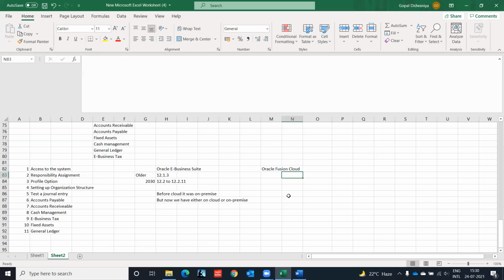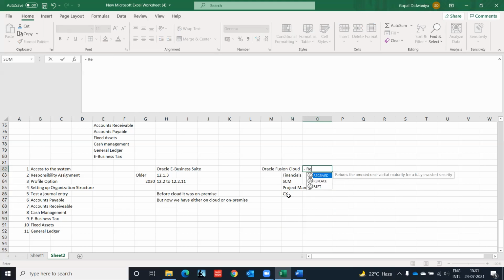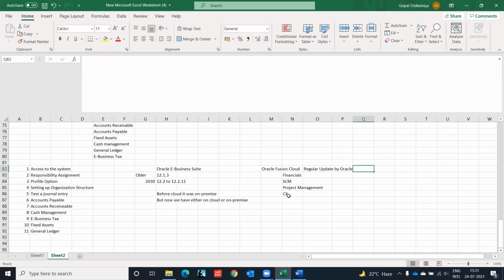Under this, we have the financials, supply chain management, project management, CX, customer experience, etc. So all these are different modules available in the cloud version, and these keep on updating. That is a regular update by Oracle. And this is also maintained by Oracle.